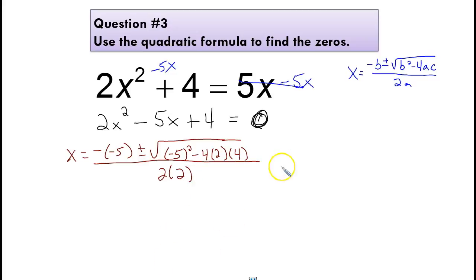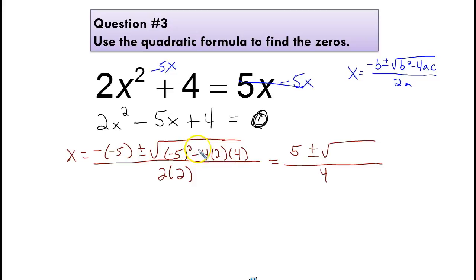All right, so as we clean this up, the opposite of negative 5 is positive 5, plus or minus. All of it's going to be over, both the left side and the right side of the plus or minus, are over 2 times 2, which is 4. And I need to find the discriminant, which is negative 5 squared, positive 25, minus 4 times 2 times 4.